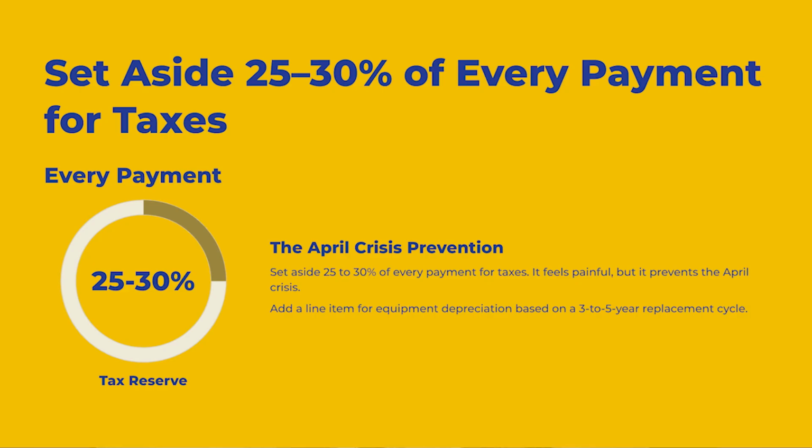Add a line item for equipment depreciation based on a 3 to 5 year replacement cycle for your primary camera body. These adjustments transform a template's generic cost structure into an accurate reflection of running a photography business.